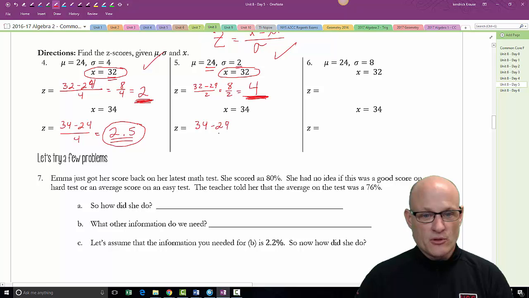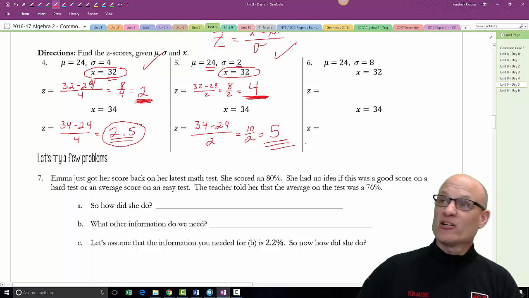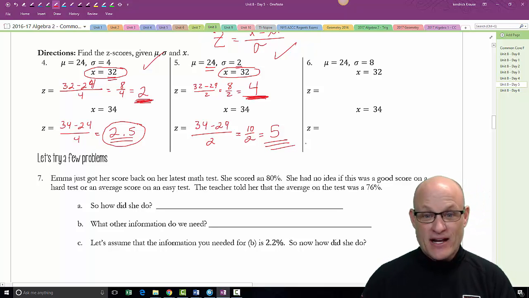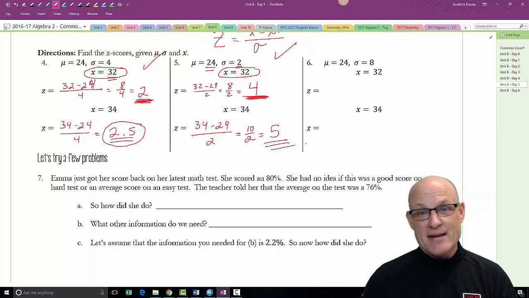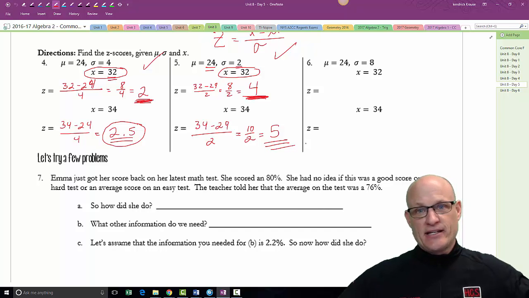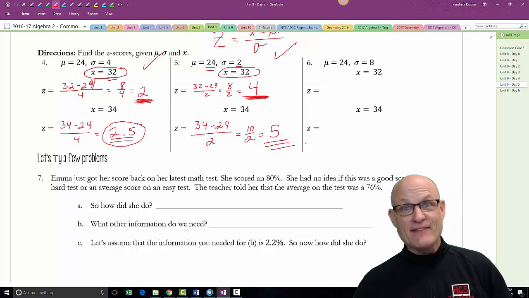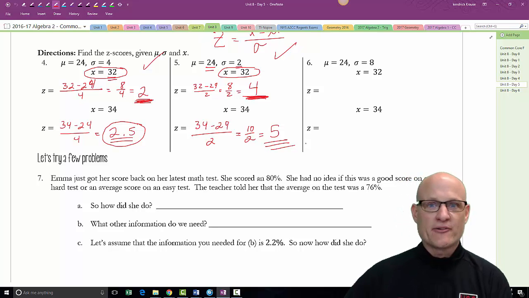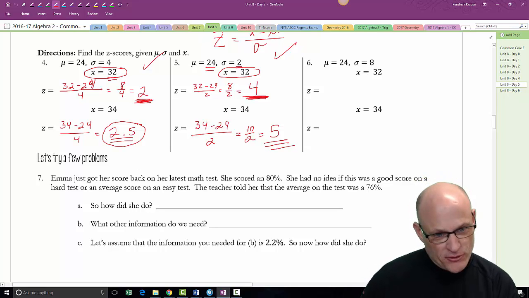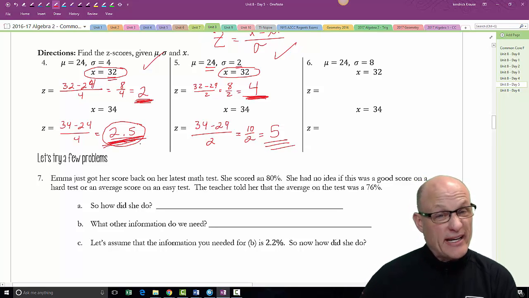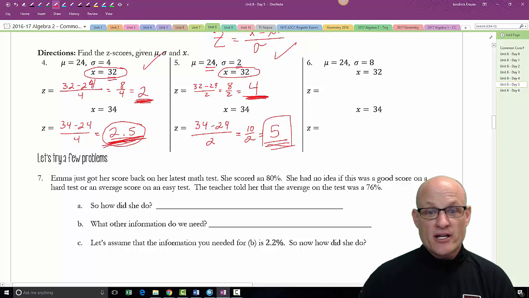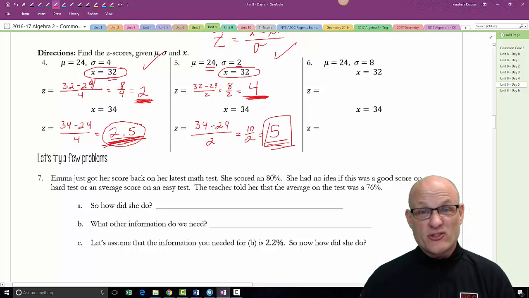34 minus 24 over 2, that's going to be 10 over 2, which is 5 standard deviations above the mean. 5 standard deviations from the mean is kind of like finding the rarest diamond that you could ever find in a cave that doesn't even exist. That's how far 5 is. 5 is ridiculously far outside the mean. So while this person scored almost close to being an outlier, this person scored an outlier on steroids.